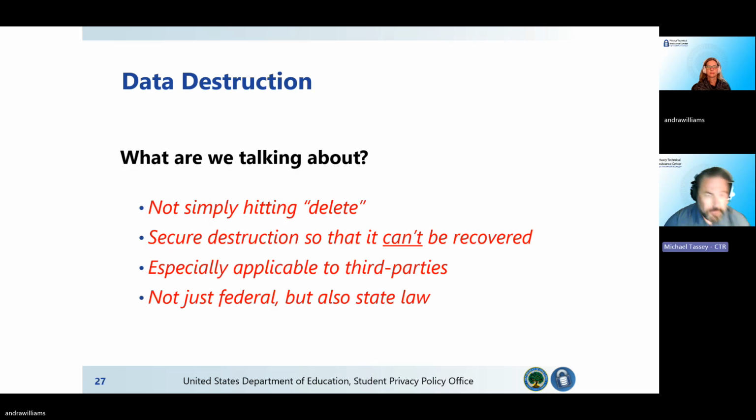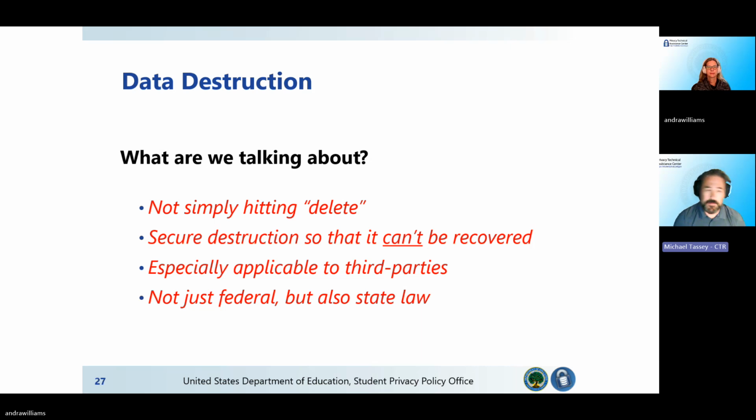So what are we talking about here? Generally speaking, we're not talking about the delete button. Now, for some non-sensitive data that doesn't contain PII, your delete button may be a very effective tool for getting rid of these things. But that's not what we're talking about in most cases when we're talking about data destruction. We're talking about a way to remove that data so that it cannot be retrieved. Secure destruction is destruction where even if you're a hacker, even if you're a technologically sophisticated adversary, you're not going to be able to get access to that data.